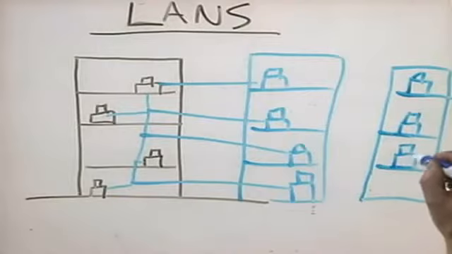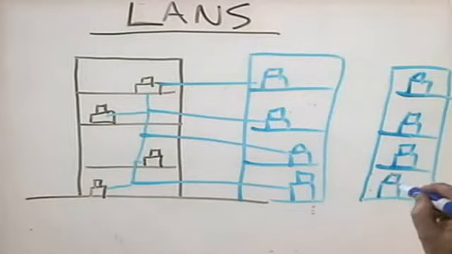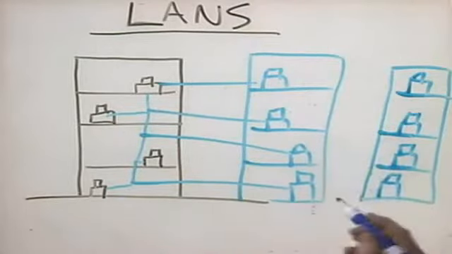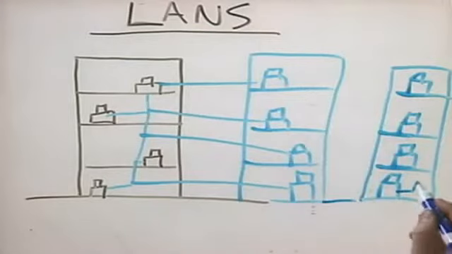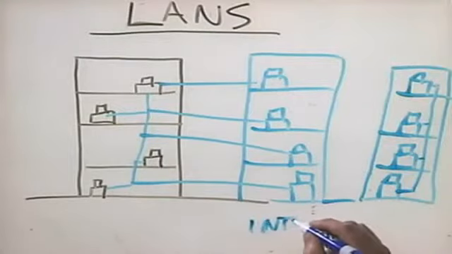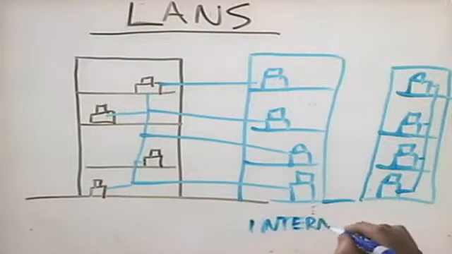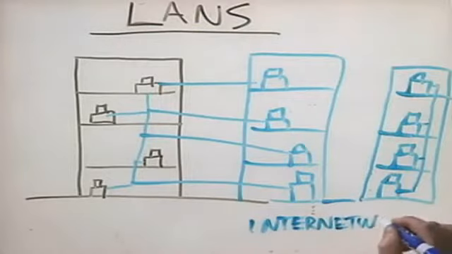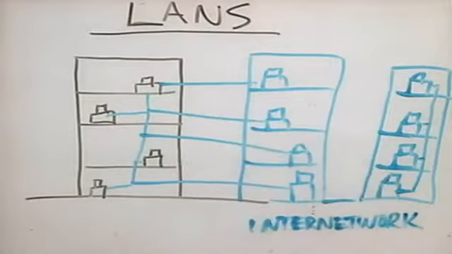For instance, perhaps a college campus. There's a building here and a building here, and then you connect all the networks together. And when you do that, by the way, that's called an internetwork. However, this is still a LAN because they're geographically close together.